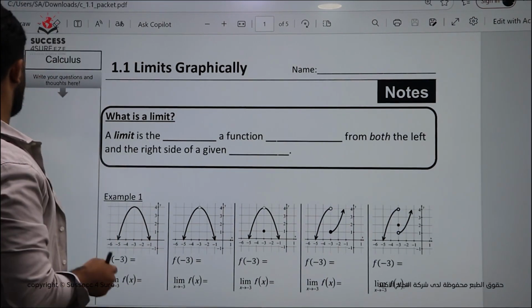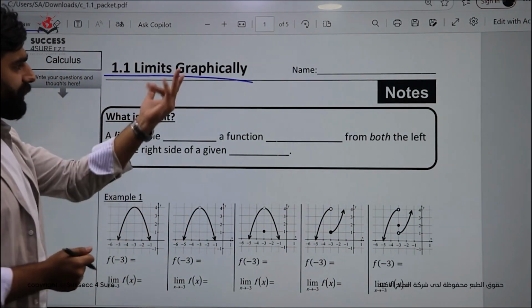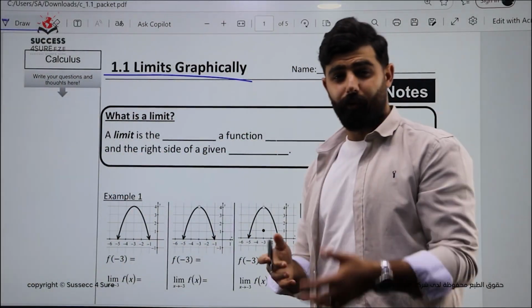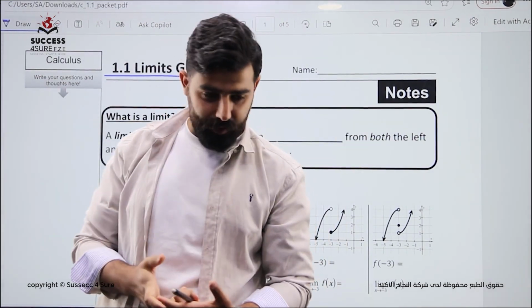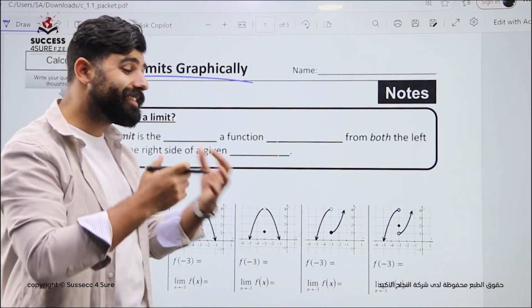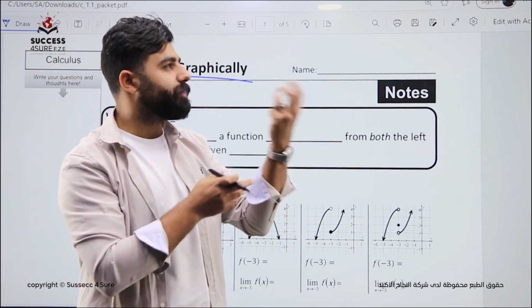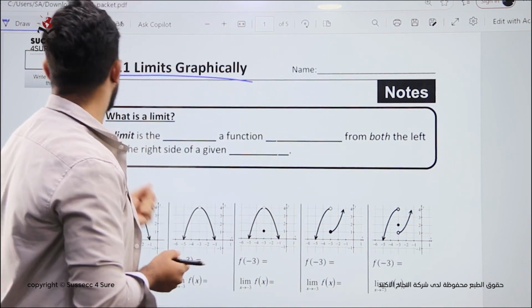Hi everyone. Today we're going to talk about the first lesson, which is limits graphically. First of all, you have to know what the word limit means in math. The word limit in math means what is the value of the function when the value of x is approaching a specific value. Teacher, I didn't understand. What is the thing that you're talking about?